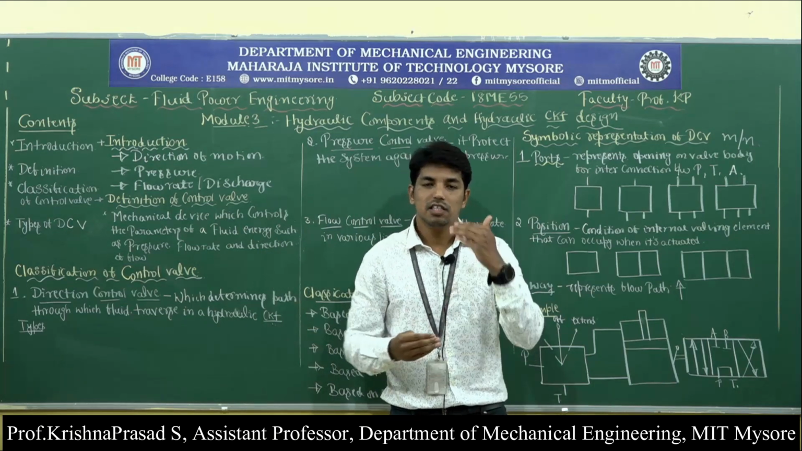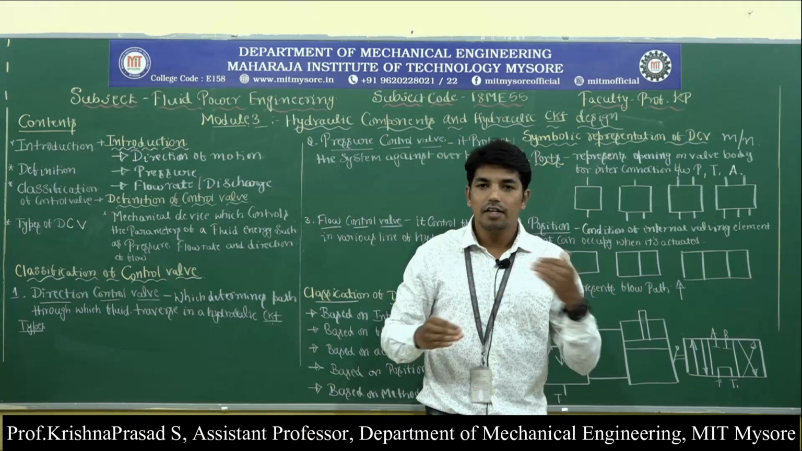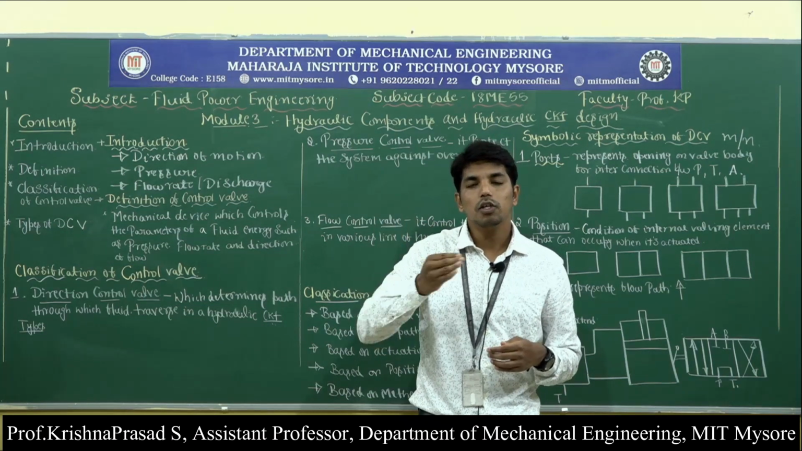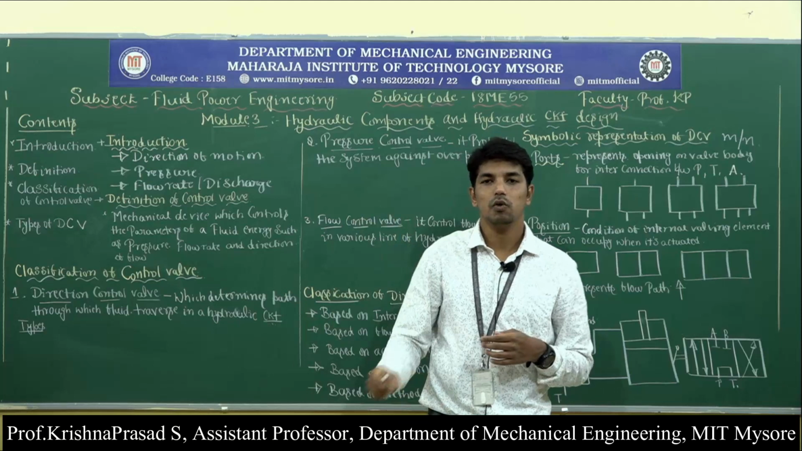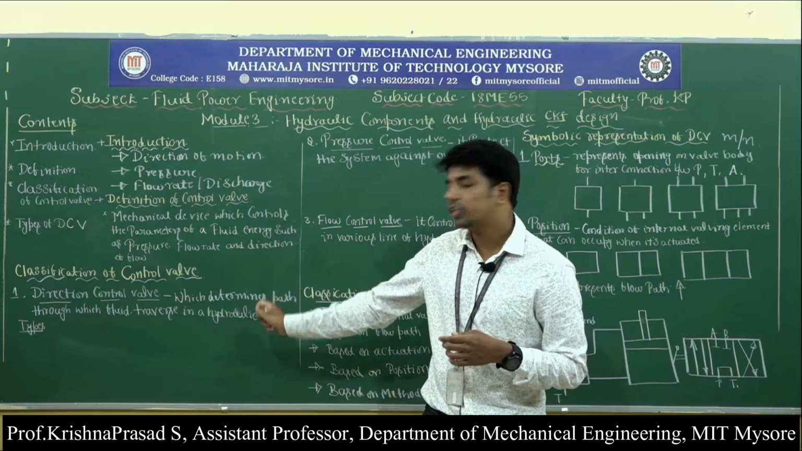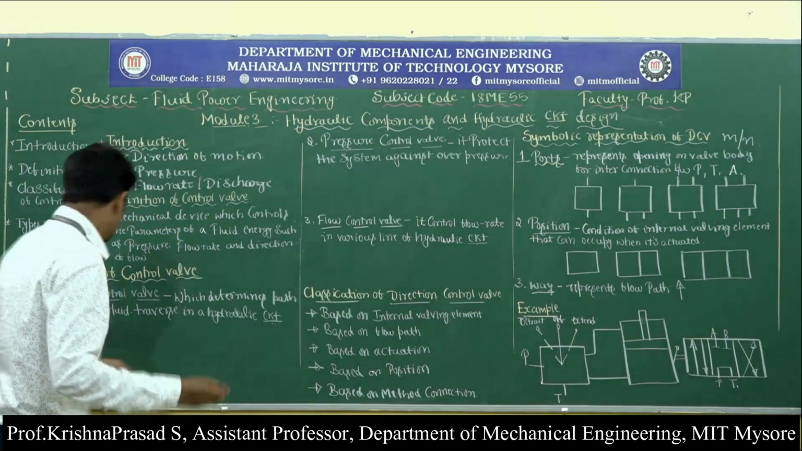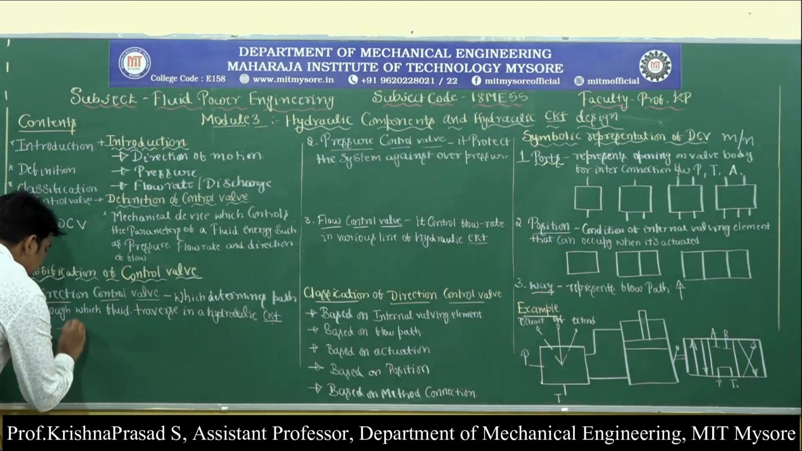So that means the cylinder is going to extend or retract depending upon the direction of flow of the oil traversing inside the hydraulic circuit. That is called the direction control valve. Okay, then what are the types of direction control valve? Direction control valves are classified.